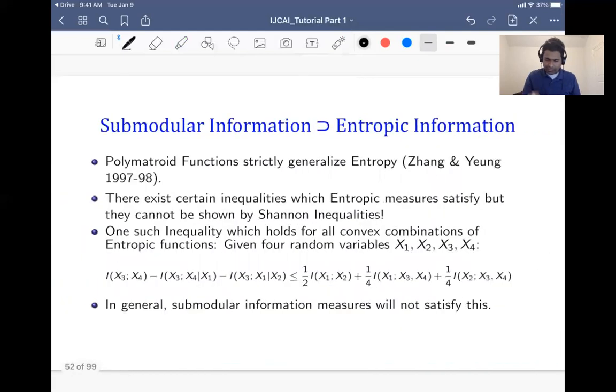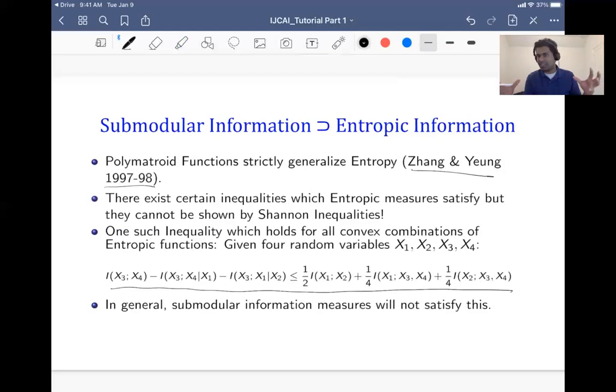So I'll quickly come to this and then jump back. This was shown much later, in 1997-98, by Zhang and Yeung, where they showed that entropy additionally satisfies certain inequalities which, in general, polymatroid functions may not satisfy. There are examples of polymatroid functions which do not satisfy this inequality, but entropy does. So what this means is that entropy is a more restricted class of information functions compared to submodular information or polymatroid functions.